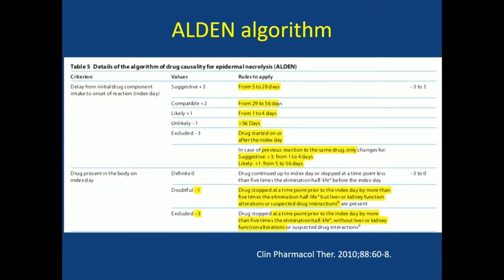Then what you have to see is the half-life of the drug. If a patient develops the drug rash after it has been cleared from the body, it is unlikely to have caused the rash. So if the rash develops within the half-life of the drug, then it is the likely culprit.